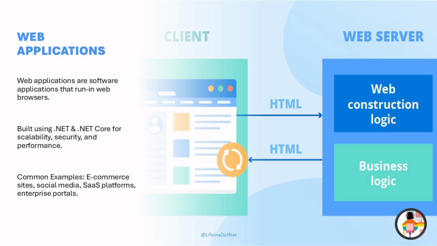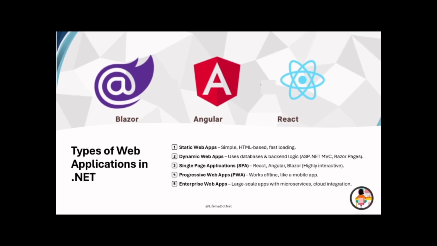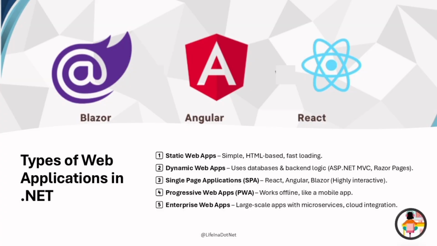Have you ever wondered how powerful web applications are built using .NET? Today, we will explore different types of web applications, why .NET is a top choice, and how you can build scalable, secure, and high performance web apps. A web application is a software that runs in a browser, unlike desktop apps that need installation. For simple websites to complex cloud applications, web apps are everywhere. In .NET, we can build different types of web applications based on our needs.